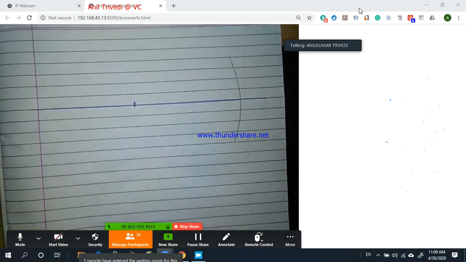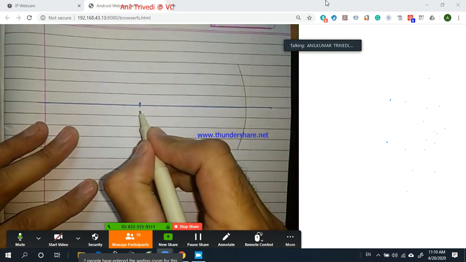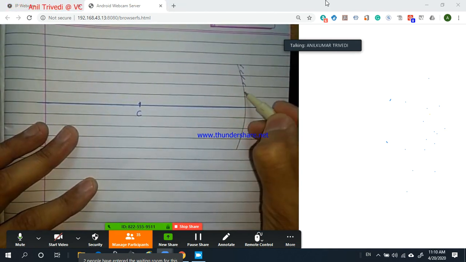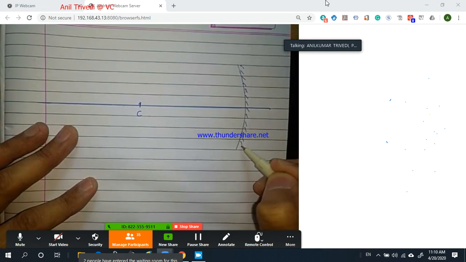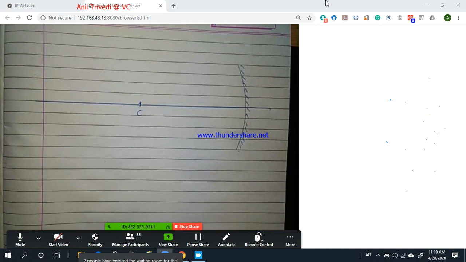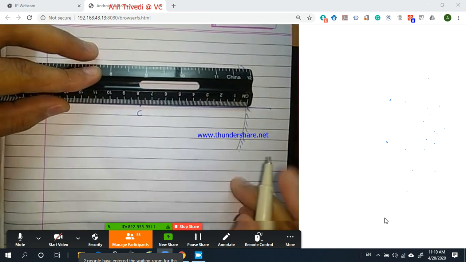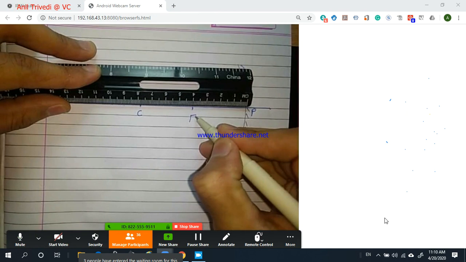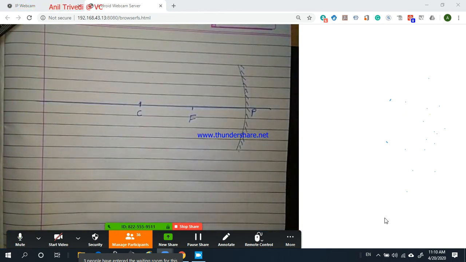What is this? Concave mirror. This is center of curvature C, and here we'll do shading to indicate that it is a concave mirror, and at 4 centimeters from it, this is the pole of the mirror and this is the focus. Are you clear with this? You might have practiced that.